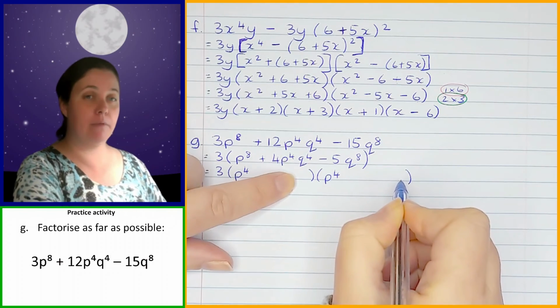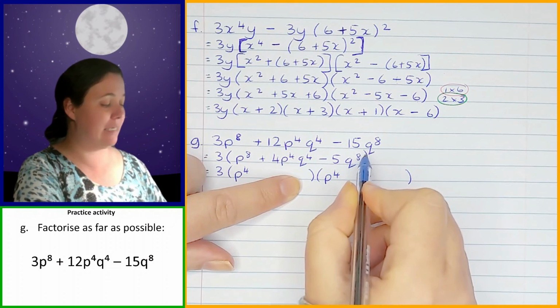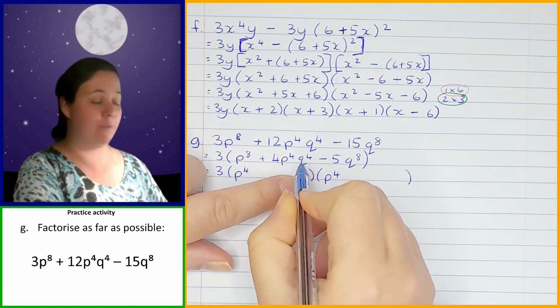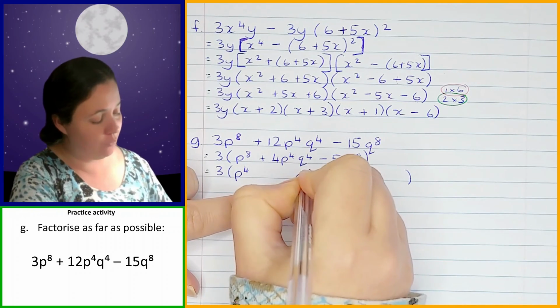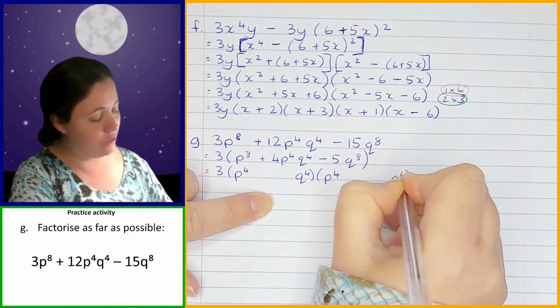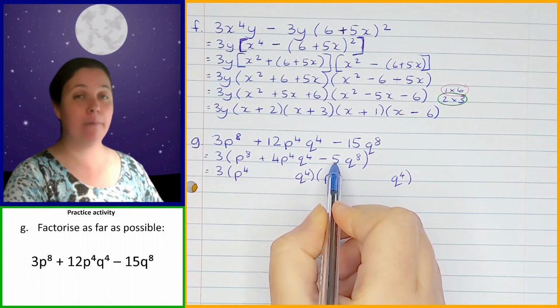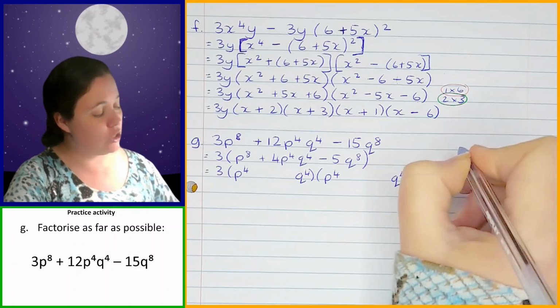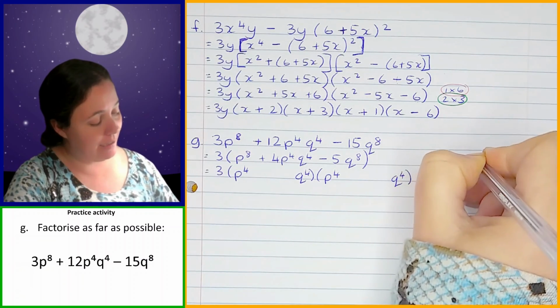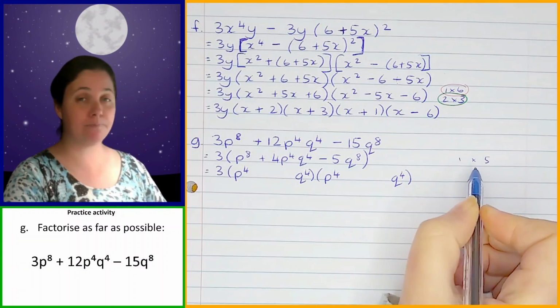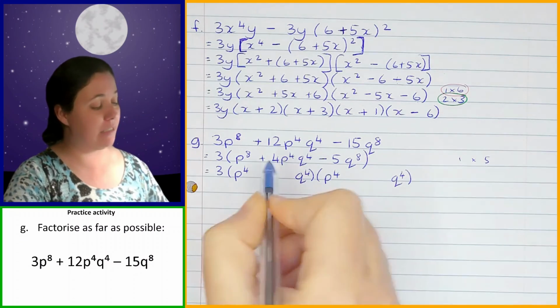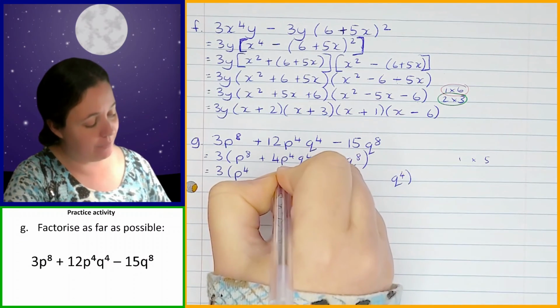And because I've got q to the power of 8 here as well, and q to the power of 4 in the middle, I need to have q to the power of 4 as well for my second term there. Now I'm going to use the factors of 5 and subtract them to get 4. My factors of 5 are just 1 and 5. There aren't any other options. So 5 minus 1 does give me 4, so that's going to be 5.